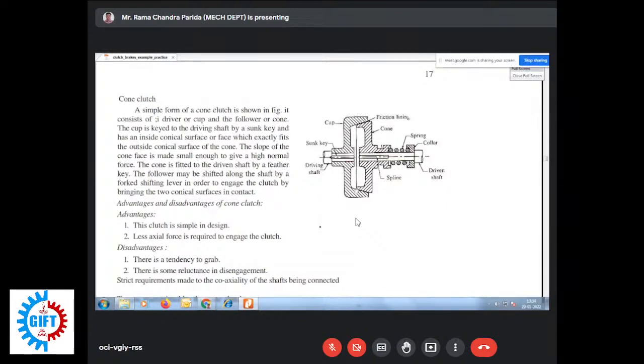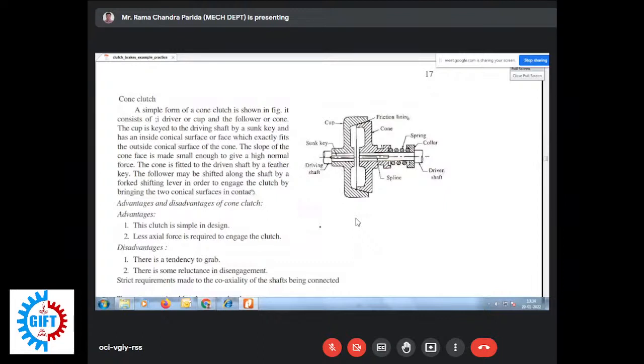Its inside surface looks like a conical shape. The slope, the normal force, along the shaft by the forward shifting lever.